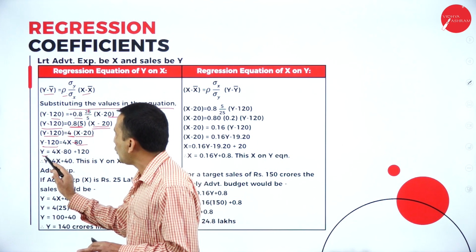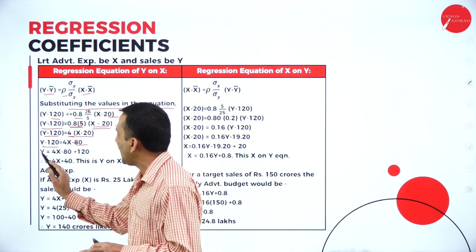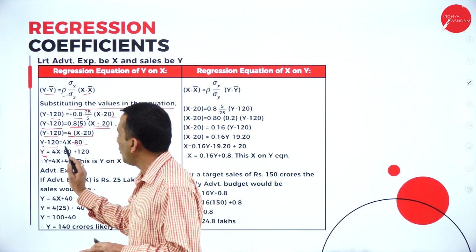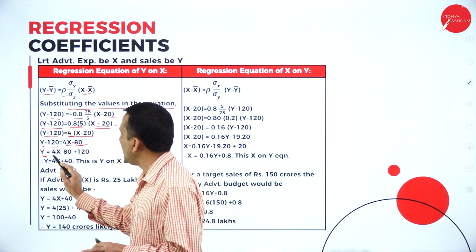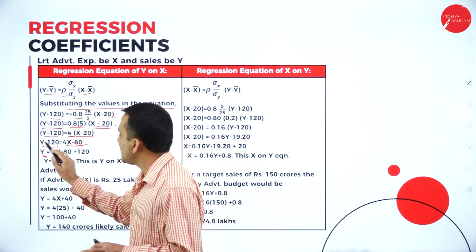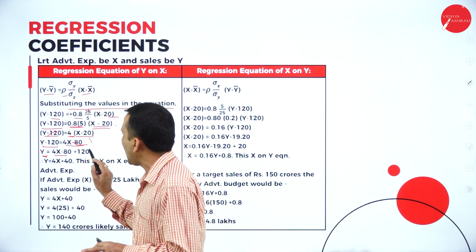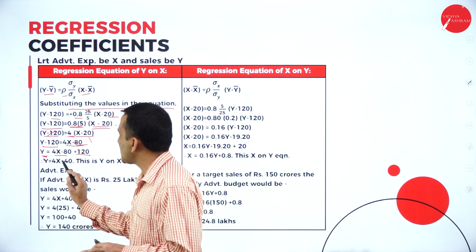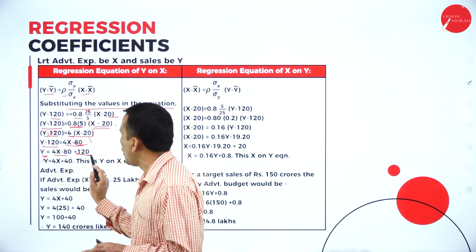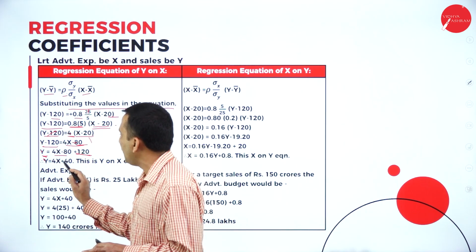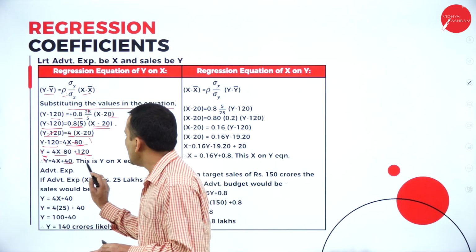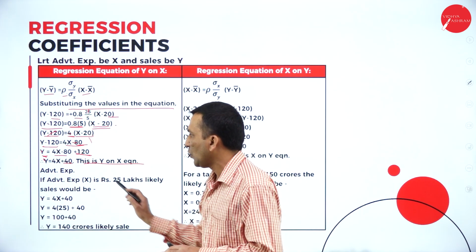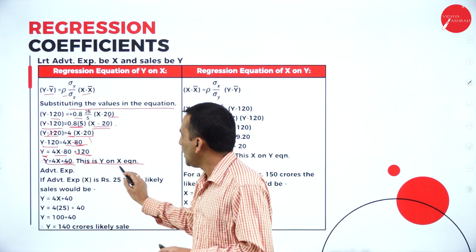So we need to find out the y value. That's why I have written y equals. Now here 4x minus 80 is there. Minus 20 on the left... the 120 goes to the right side, plus 120, y as it is. So 4x plus, here see the sign is plus. So 120 minus 80, if you subtract, we are getting 40. This is the y on x equation. Okay, till here we got the equation.